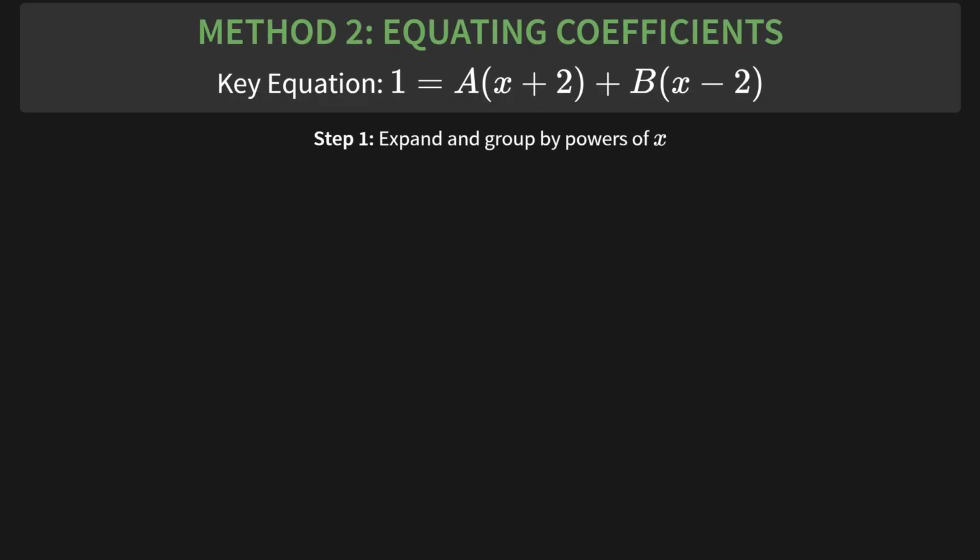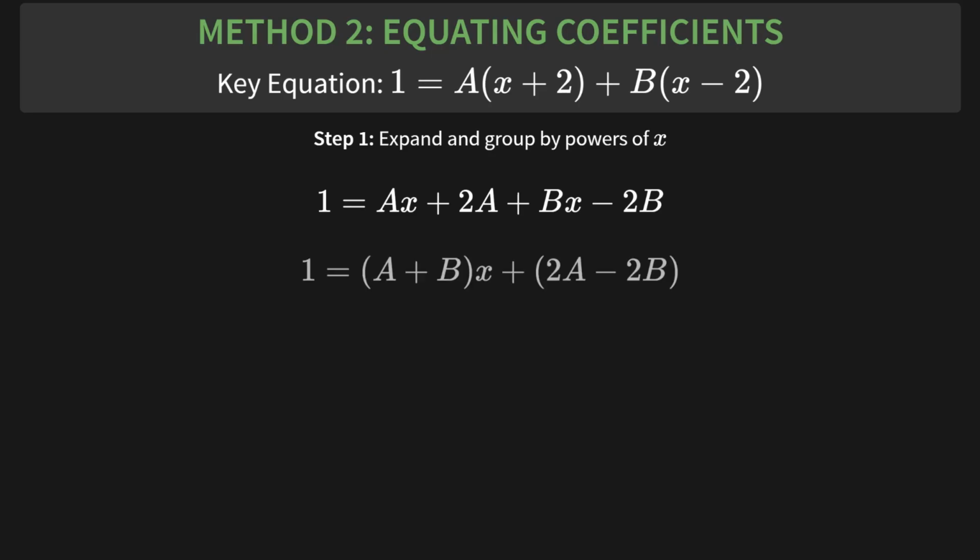It's a little more formal. We start with the same key equation. 1 equals a times (x plus 2) plus b times (x minus 2). Step 1 is to expand and group by the powers of x. So 1 equals ax plus 2a plus bx minus 2b. Let's group the x terms. That's 1 equals (a plus b) times x plus (2a minus 2b).